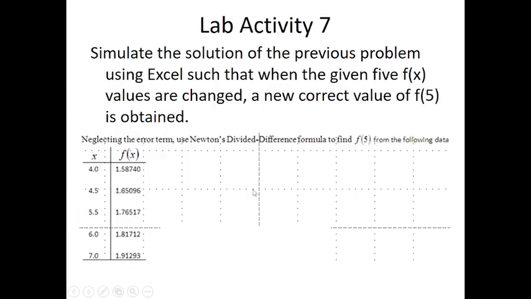That's it. So here's the activity that you will answer now. Simulate the solution of the previous problem using Excel such that when the given f of x values are changed, a new correct value of f of 5 is obtained. So we can proceed.